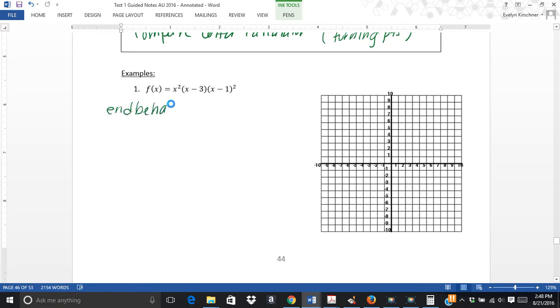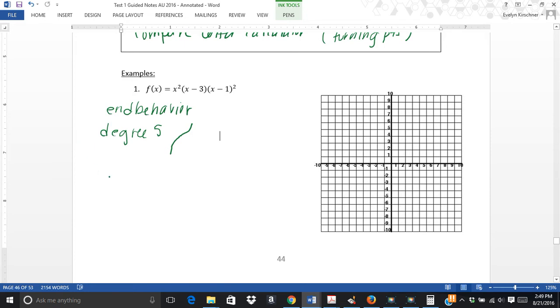What we need to know for that really is the degree. I have 2 plus 1 plus 2, so my degree is 5, which means it's going to look like this. It is going to go in this direction because my leading coefficient is positive. So I have my end behavior.